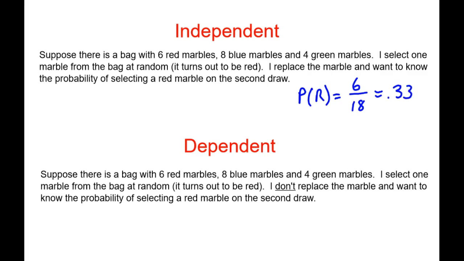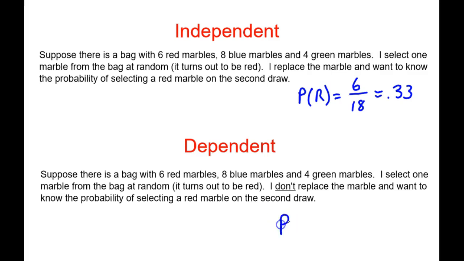Now we're going to take a look at the dependent events. There's only going to be one small change in this process. Suppose there is a bag with 6 red marbles, 8 blue marbles, and 4 green marbles. I select one marble from the bag at random. It turns out to be a red one. I don't replace the marble and want to know the probability of selecting a red marble on the second draw.